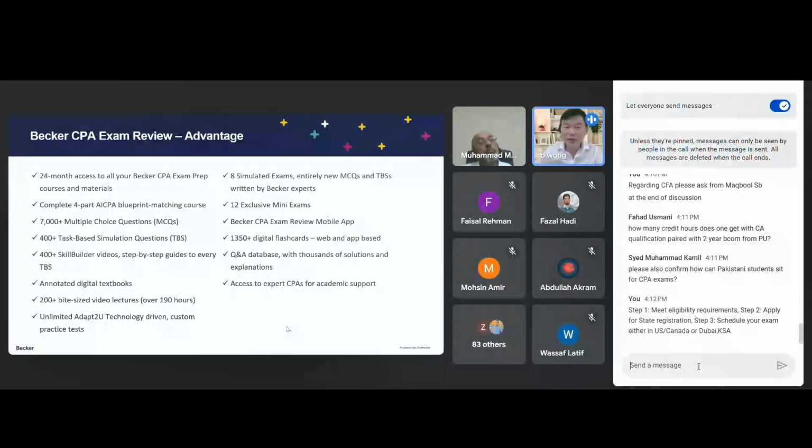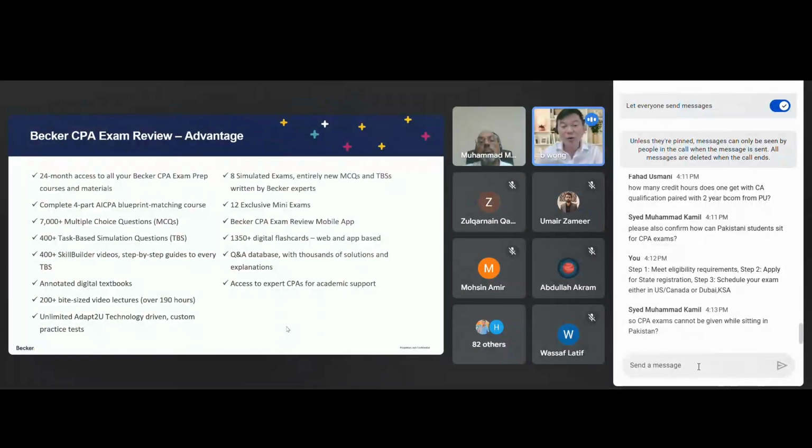Again, AI technology is included, and simulated exams, right? It has mini tests, and mini exams for each part. Each part comes with 3 mini exams. Then the mobile app, the flashcards, the Q&A database, and the last thing is you also have access to online academic support, which means if you have any questions while you study on your own.